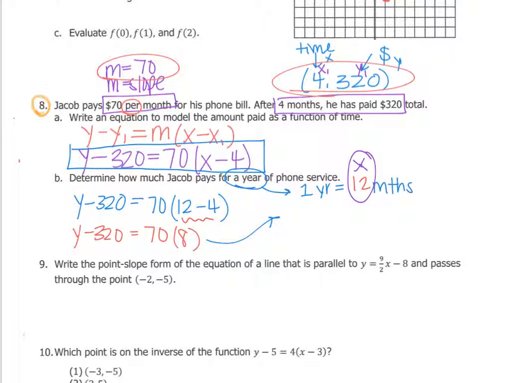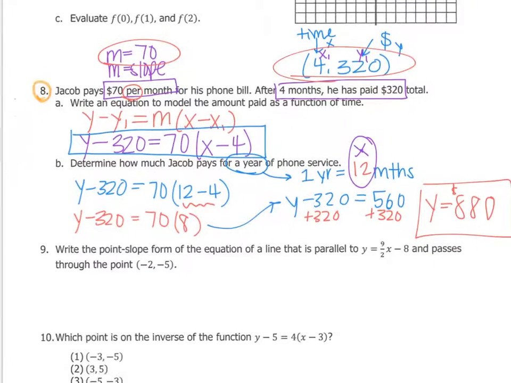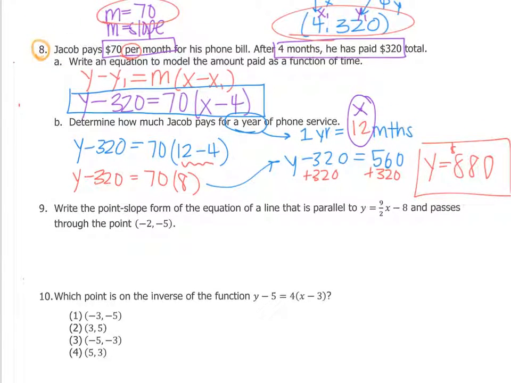Okay, keep going with your math. y minus 320 equals 70 times 8. 70 times 8 is 560. Then add 320 to both sides. So y equals 880. After 1 year of service, or 12 months, Jacob's paying $8, or not $8, man, wouldn't that be nice? $880 for his phone bill. Go ahead and flip the page once you have it.